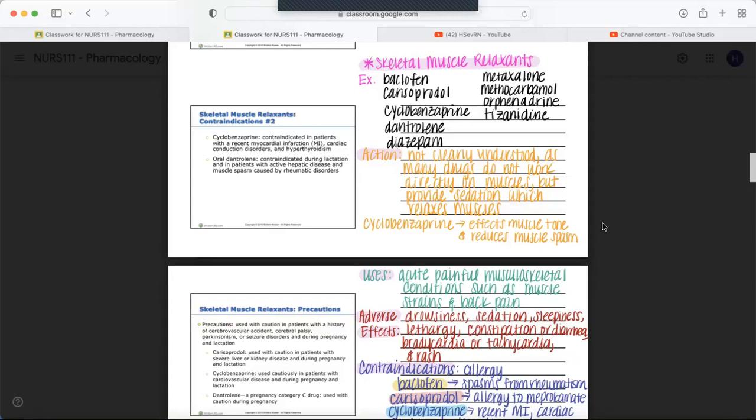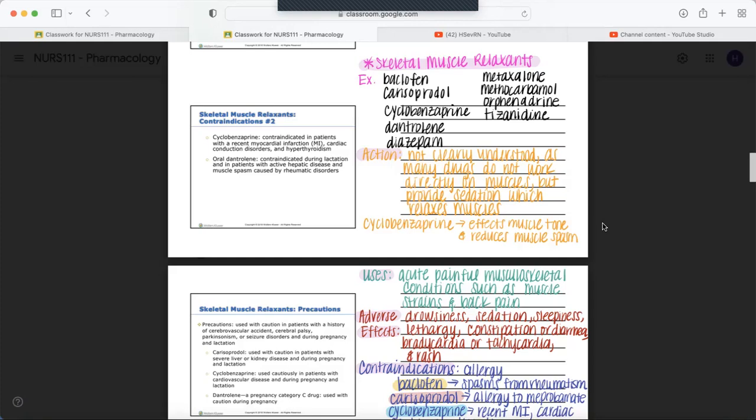Good examples of relaxants: baclofen, carisoprodol, cyclobenzaprine, dantrolene, diazepam, metaxalone, methocarbamol, orphenadrine, or tizanidine. Okay, so you've heard of Flexeril before, right? These are skeletal muscle relaxants, though we don't know exactly how they work because many of them don't work actually on the muscles themselves.